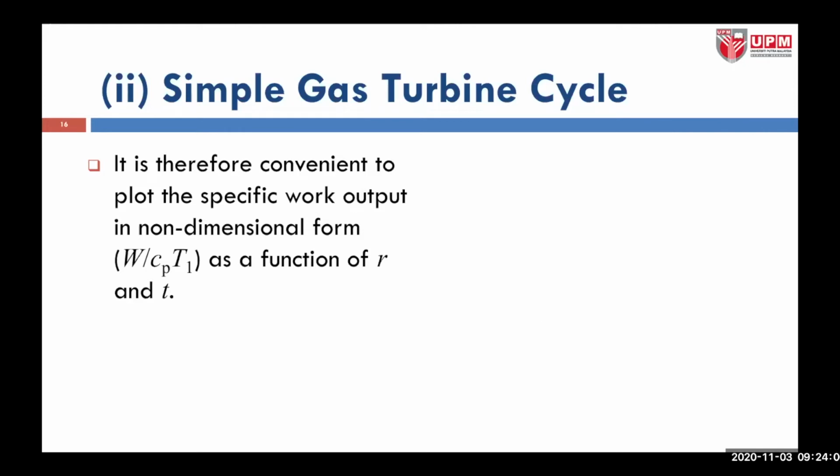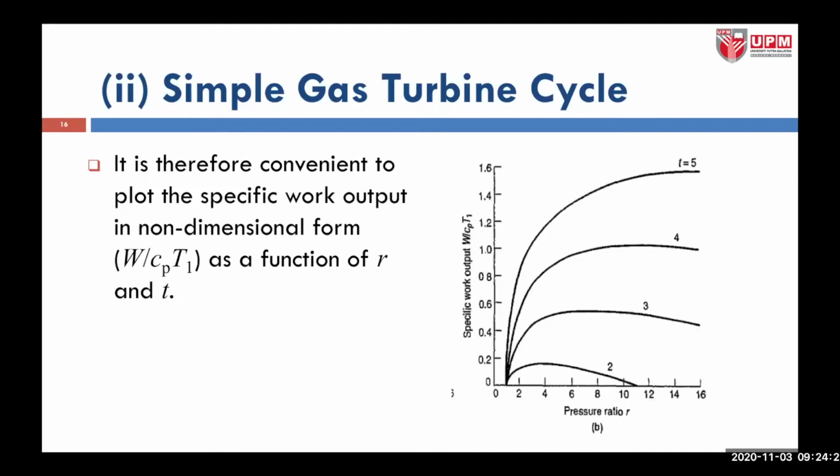So it is therefore convenient to plot the specific work output in non-dimensional form. Normally when we deal with gas turbine cycle analysis, we deal with non-dimensional form. The specific work output, we plot against the pressure ratio, and we can have different temperature ratios. Let's say you want a gas turbine engine which has a temperature ratio of 5 or 4, 3, 2, and you can find out what the specific work output is for the engine cycle with respect to the pressure ratio.